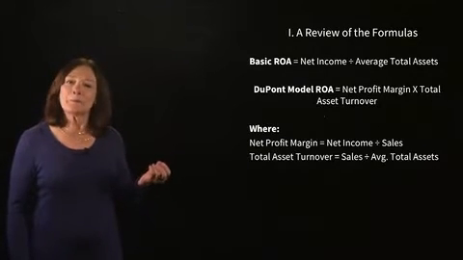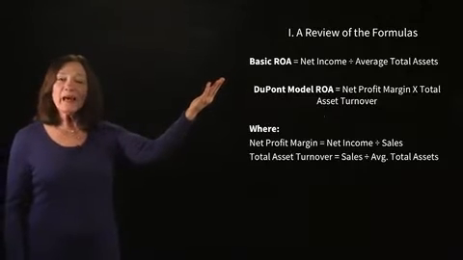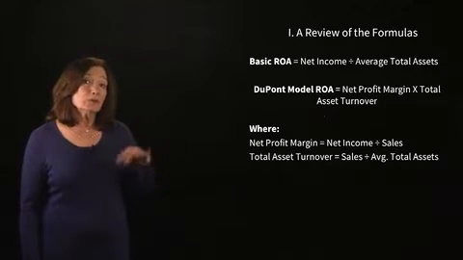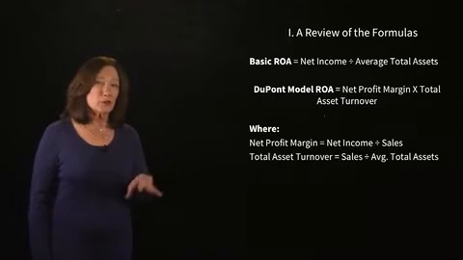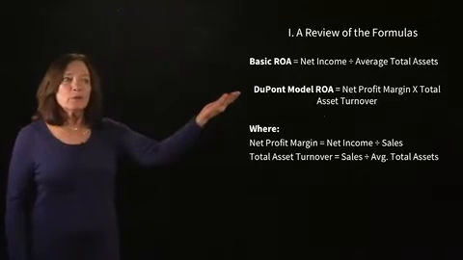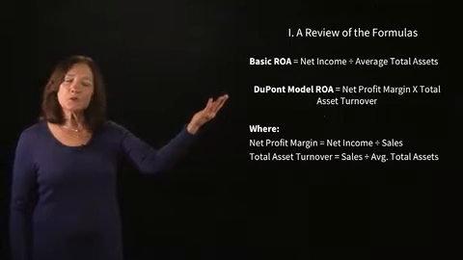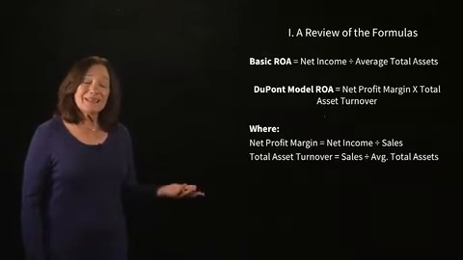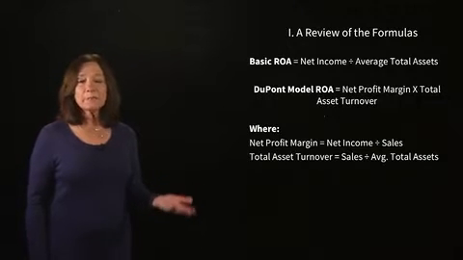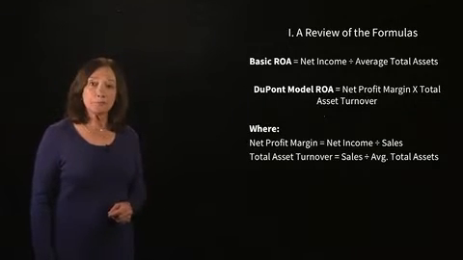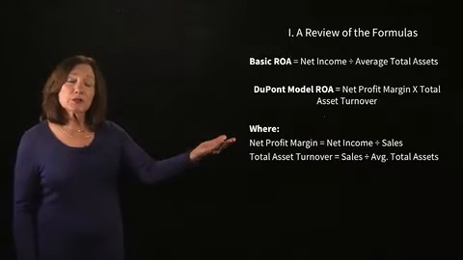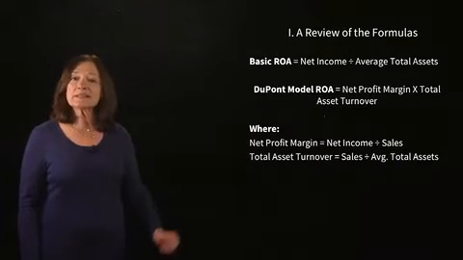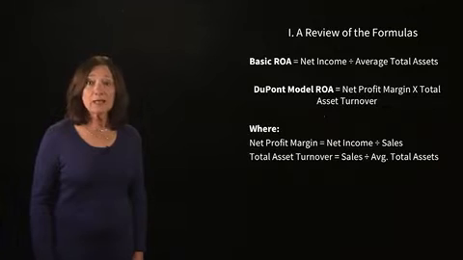So let's start with our basic ROA formula. Here we have net income divided by average total assets. Now, what you might want to do is get out a pencil and paper because you're going to want to write this down. We expand this formula using the DuPont model for ROA. It is a breakdown by taking net profit margin multiplied by the total asset turnover. Now, if you remember, net profit margin is net income divided by sales, and our total asset turnover is sales divided by our average total assets.